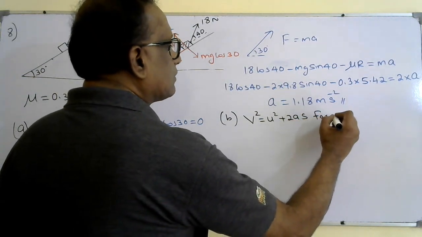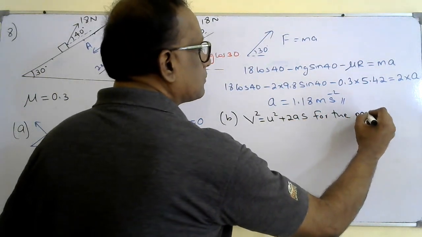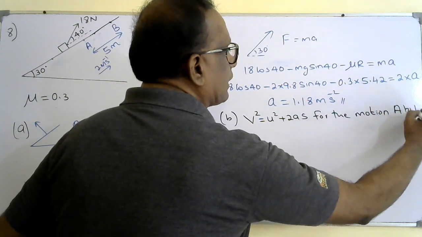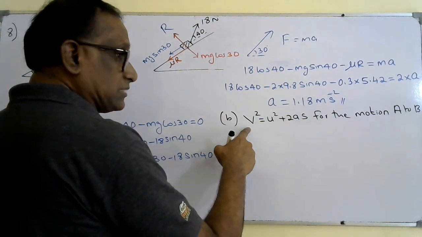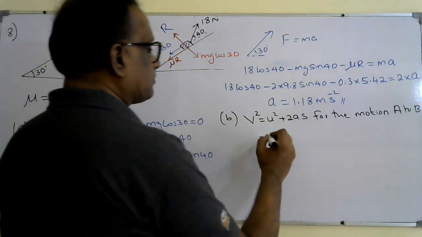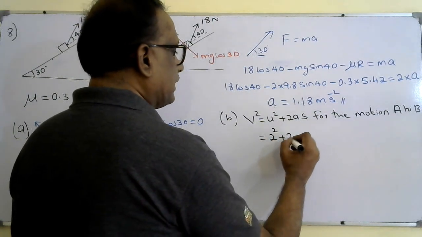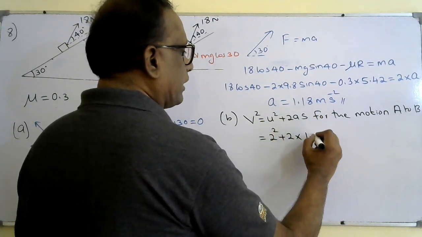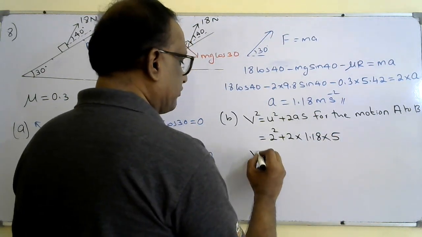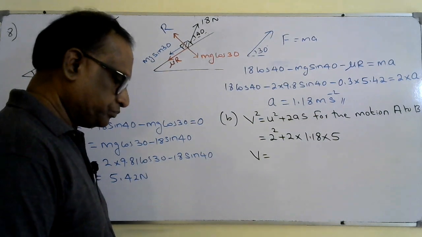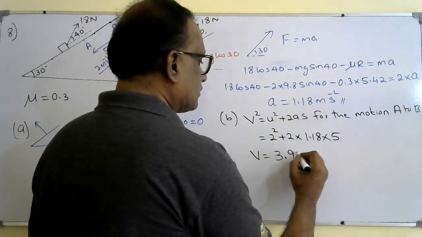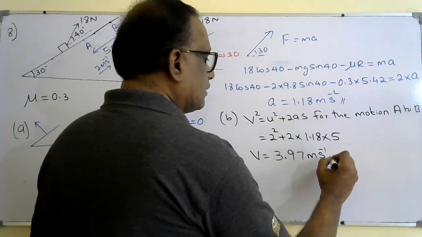For the motion A to B, we know the initial speed, which is 2 meters per second, and we need to find the final speed. v squared equals 2 squared plus 2 into acceleration 1.18 times the distance AB, that is 5. Solve it and find v, which is 3.97 meters per second.